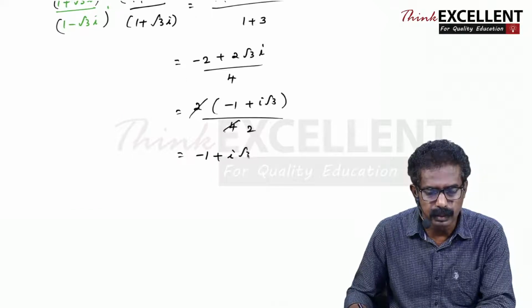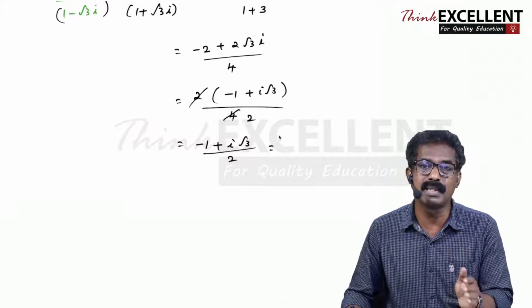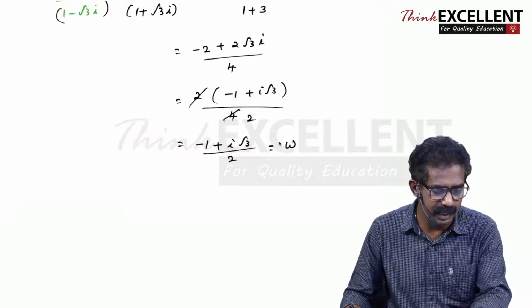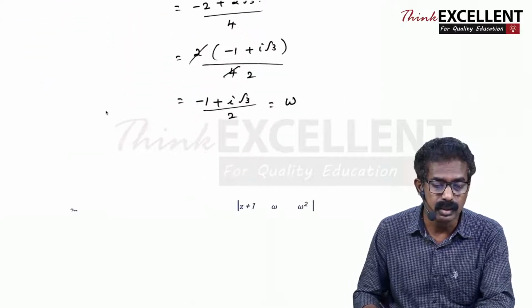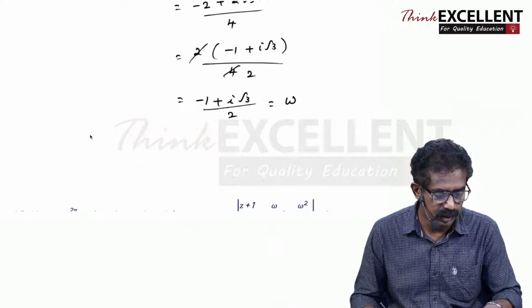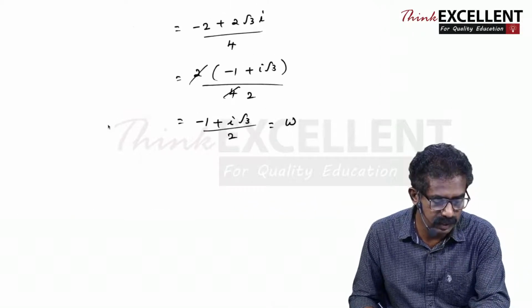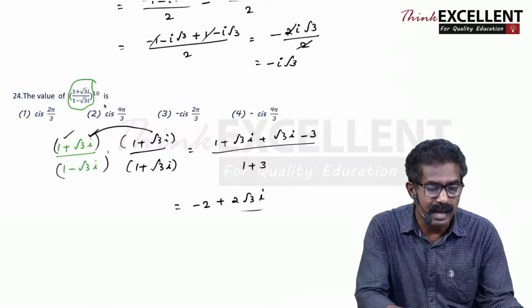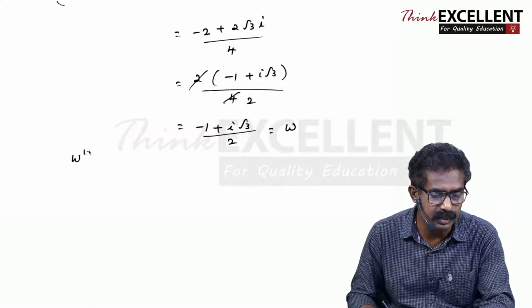You know, this is actually the same as minus 1 plus i root 3 by 2, which is what? Omega, right? When you simplify this part, you are getting omega. The power is 10. So you are getting omega raised to 10, right? What did they ask to find? The value of this they asked, omega raised to 10. So you have to find omega raised to 10.